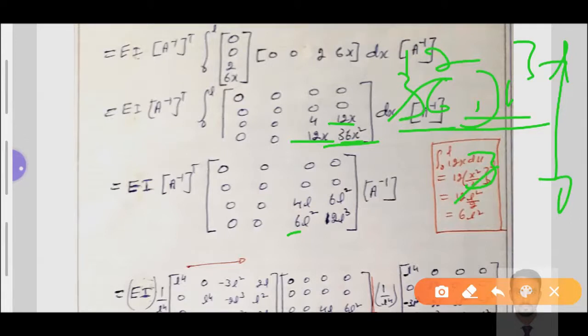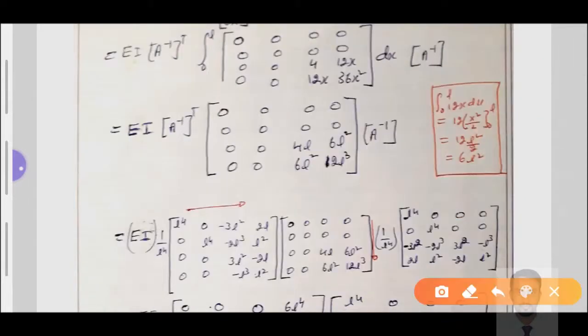Then apply the limits, x cube becomes L cube, 12 L cube. We have this value. Now we'll substitute here. We have this integration here in the right hand side. You can cross verify that one.